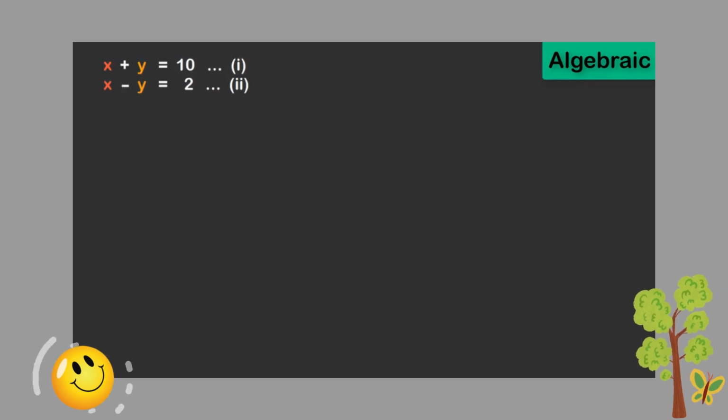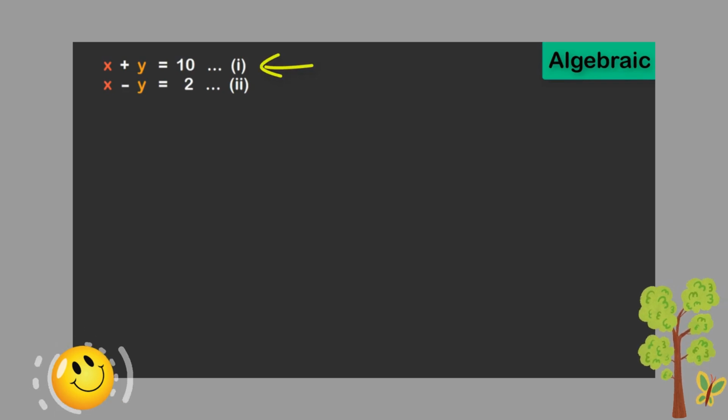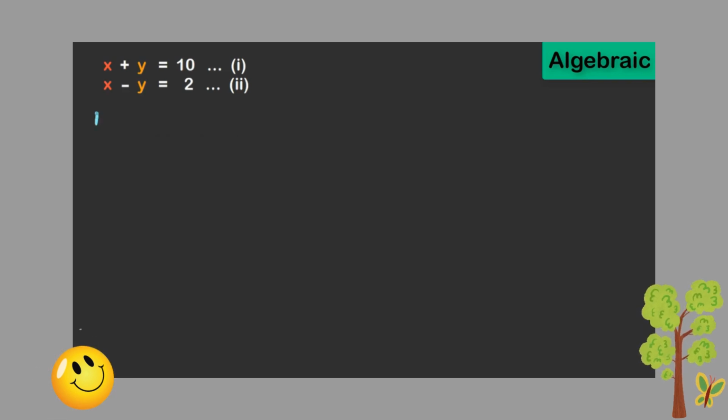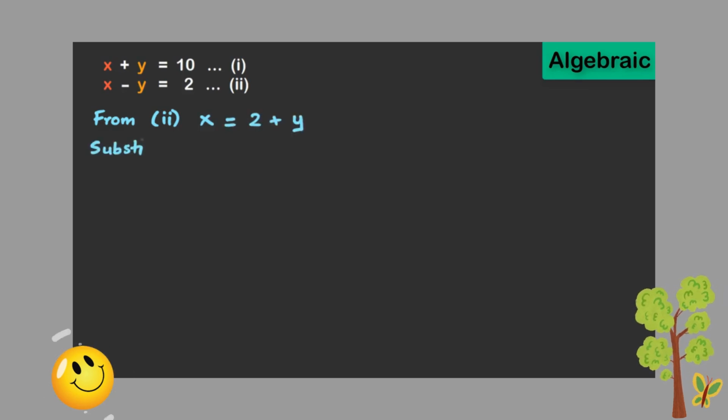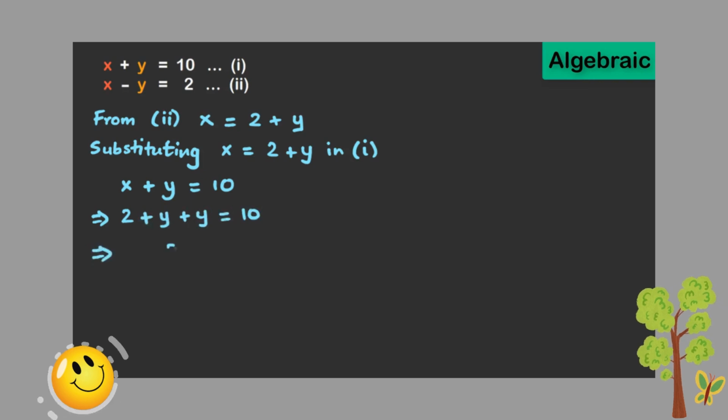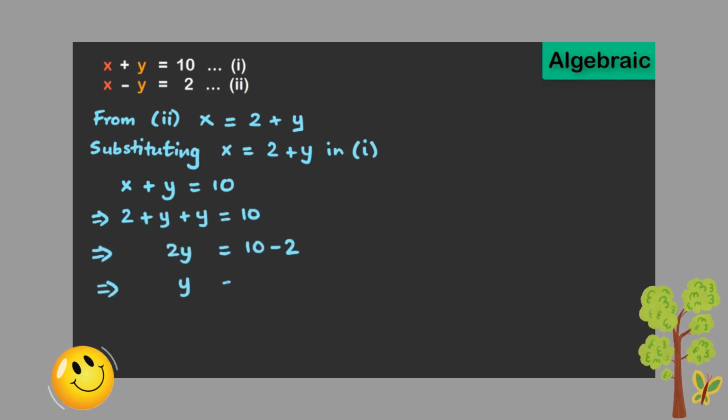Here are the 2 equations. If you consider the first equation, it has 2 unknowns, 2 variables, x and y. We can solve an equation if it has 1 unknown. So we are going to convert the first equation into 1 variable with the help of the second equation. From equation 2, we get x = 2 + y. Substituting x = 2 + y in equation 1, as you can see, now we have only 1 variable, y. So we can easily solve the equation.